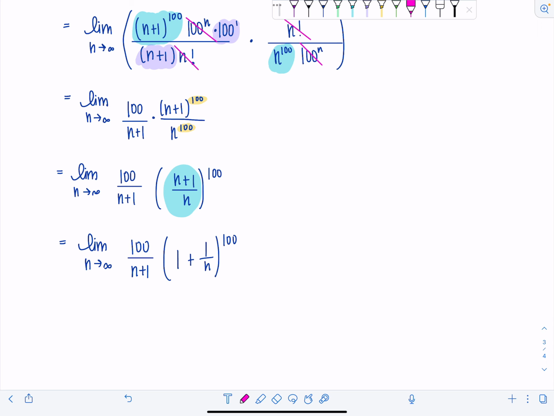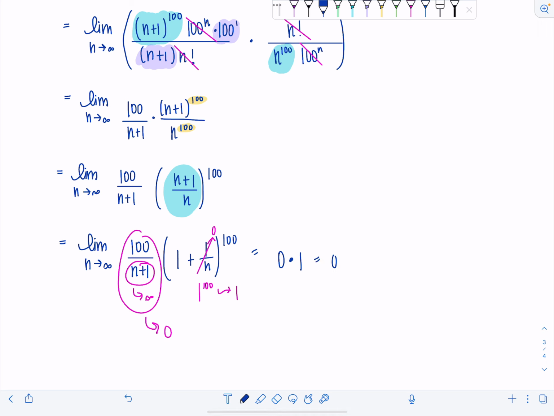Okay, so now as n approaches infinity, I know 1 over n is going to go to 0. So I have 1 raised to the 100th power, so that's just going to go to 1. And then as n approaches infinity here, I have a constant, and this denominator is getting really, really big, so this whole term is going to 0. So all I'm left with now is a term going to 0 being multiplied by a term that's going to 1, and 0 times 1 is going to give us 0.